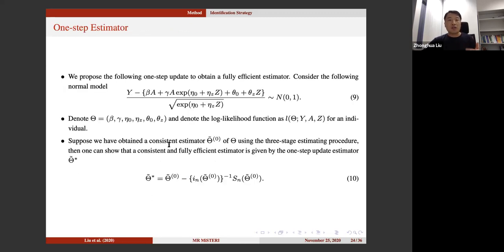And then once we have this three-step estimator, we can use a one-step estimator to update it. Now we have this normal distribution, so we can write down the likelihood and the log likelihood. We can calculate the first order derivative and second order derivative, so we have the score and the Hessian matrix, and we use a simple iteration, kind of like a Newton-Raphson iteration. We only need one step. We get our estimator, theta tilde star, where theta tilde 0 is from the three-step estimator. We plug it into this equation, and theta tilde star will be consistent and fully efficient.